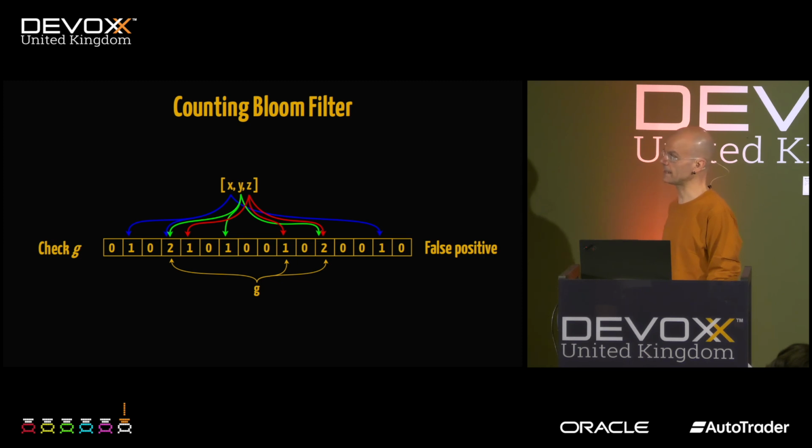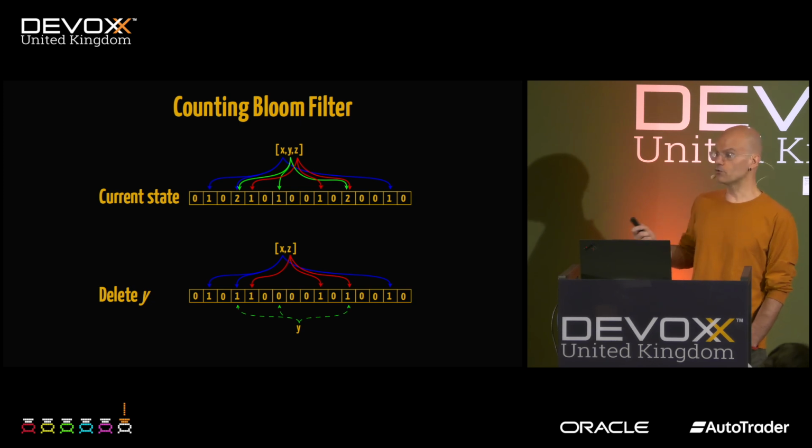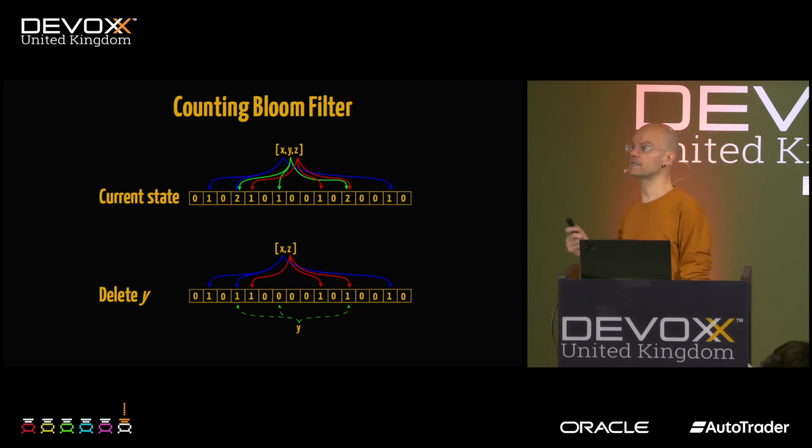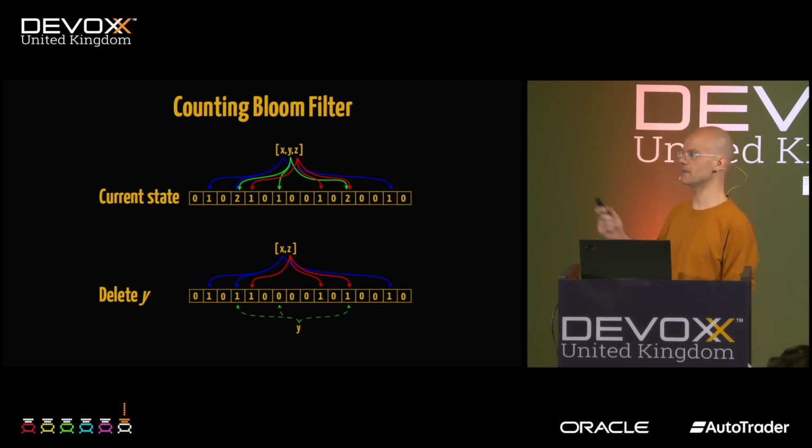And this is the case for the false positive. Again, as before, we have G which maps to positions that were set by other elements. And also in this case, it will return a false positive. But what we can do, unlike the Bloom filter, is that we can remove elements. So if we want to remove Y, we just take all the positions that are mapped with the hash function and decrease the value that we have in those positions. And in this way, everything still works.